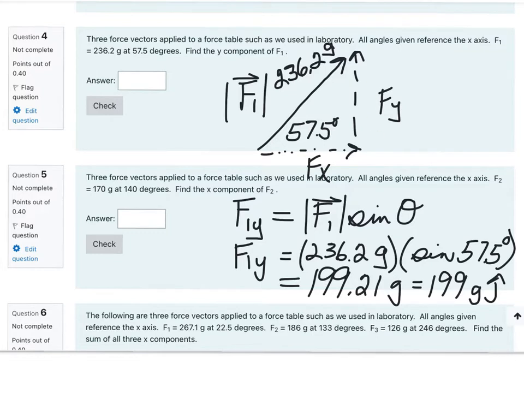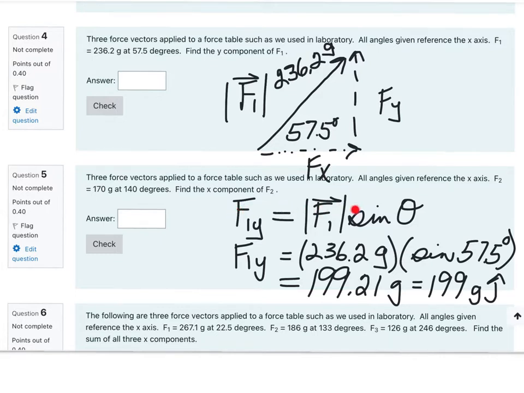I labeled the x and y components. The reason I draw them as dotted lines is because there's one vector and two components. These are not separate vectors, they're components of this vector. So just not to confuse them with separate vectors, I draw them as dotted lines.